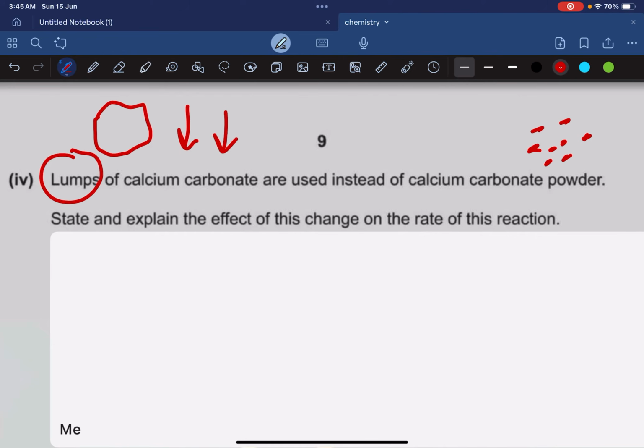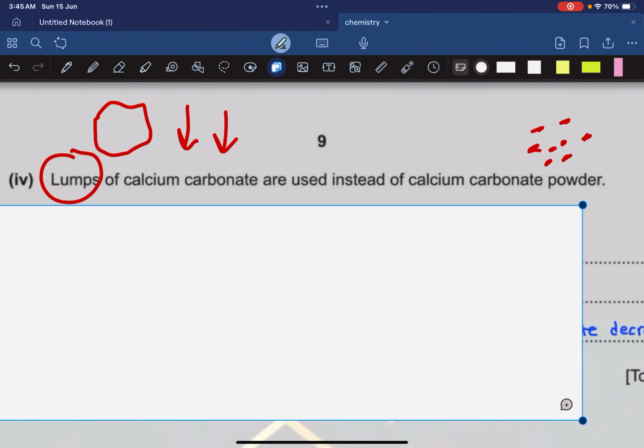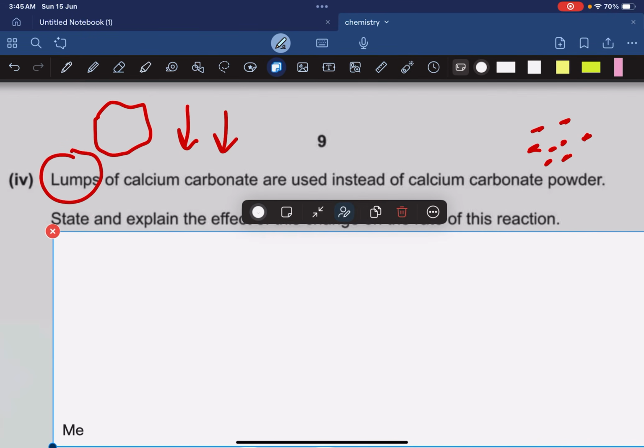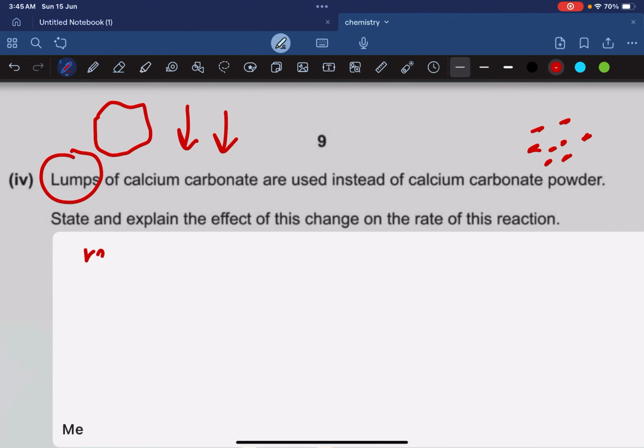State and explain the effect of this change on the rate of the reaction. So what's going to happen to the rate is it's going to decrease. First effect: rate decreases. Why? Because surface area decreases. And what happens when surface area decreases? There are going to be fewer collisions between the reactant particles, fewer effective collisions, with less of the reactant particles exposed. So that's all with it.